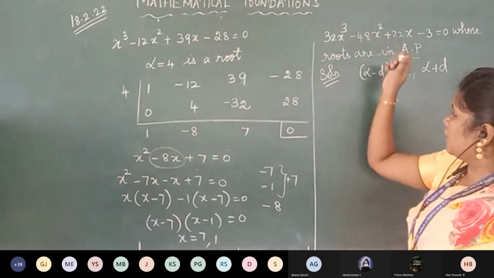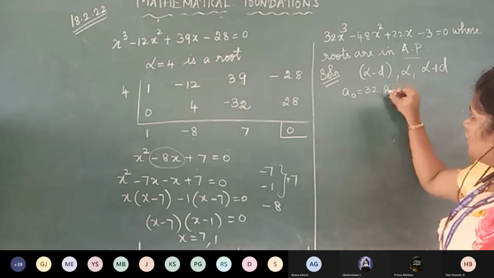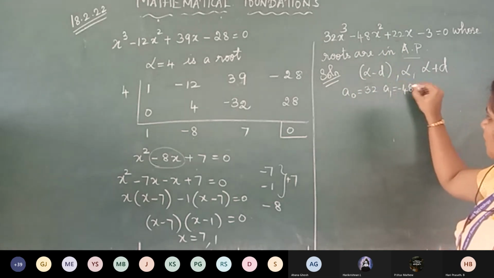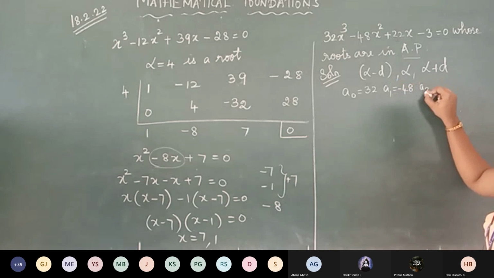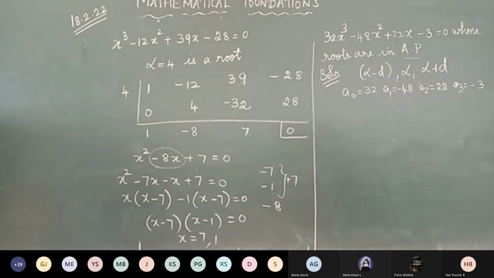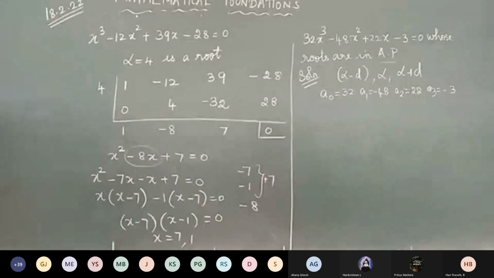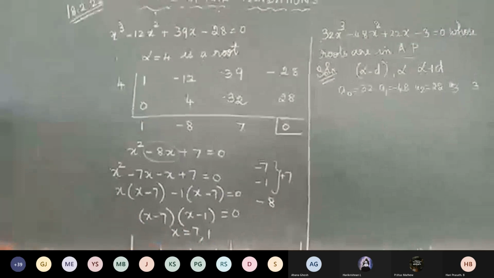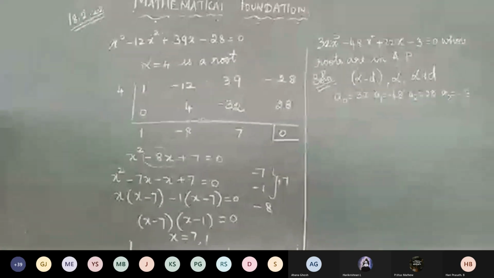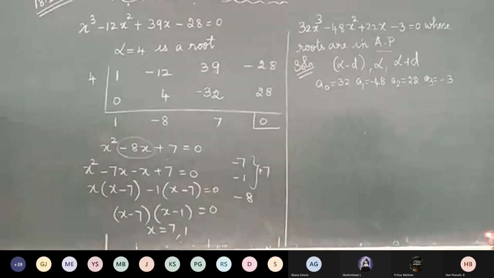Before going into this alpha, write what is your A naught. A naught is 32. Your A1 is minus 48. Your A2 is 22. And your A3 is minus 3. Whatever is being given, first write it down. After writing it down, find out your alpha.